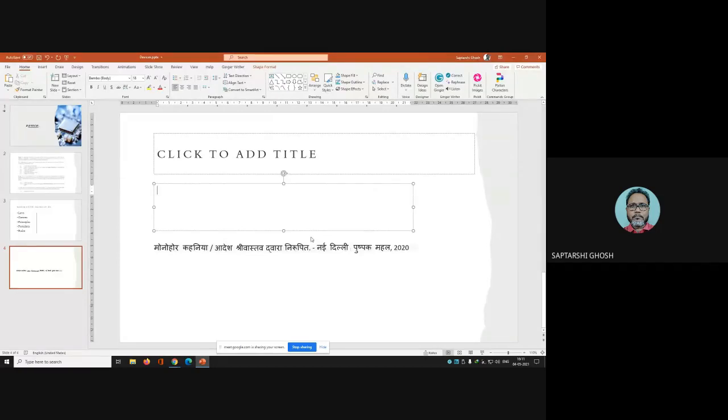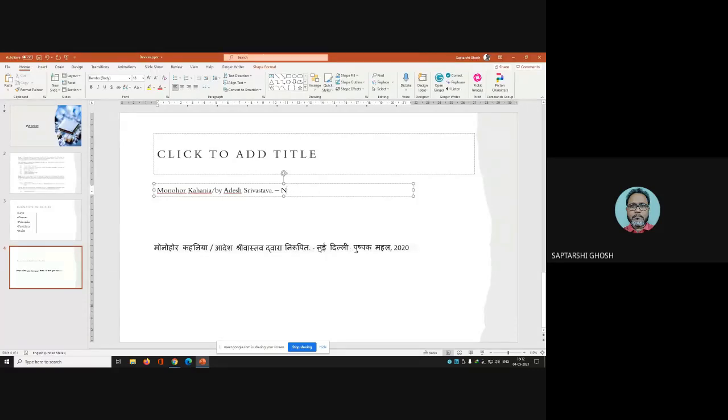Now, look, for this one in English: Manohar Kahaniya / by Adesh Srivastava. This is in English, and stop, space, dash. No addition is there. Now suppose this New Delhi is not there. This is the canon of ascertainability. It says that in any book, you open the title page and see whether the place is there or not. Can you identify the place? If you can identify the place, then you write New Delhi. This is actually the name of the place.